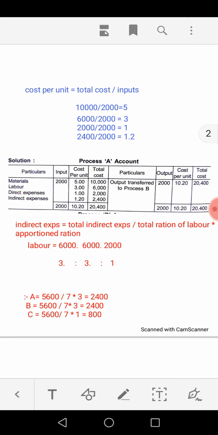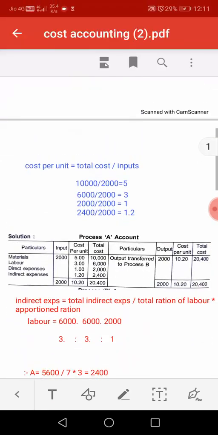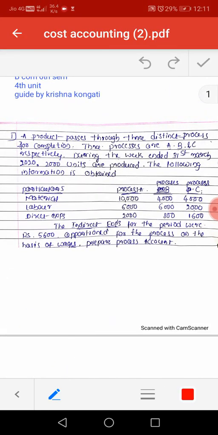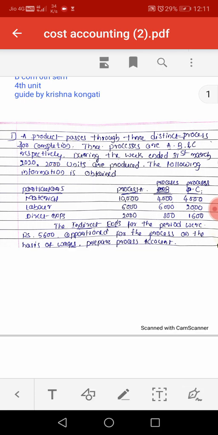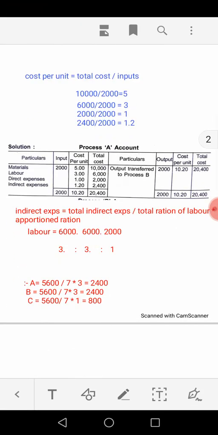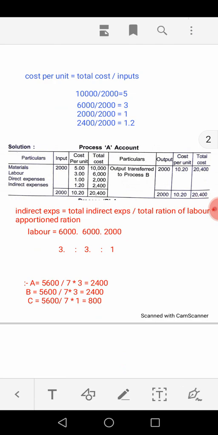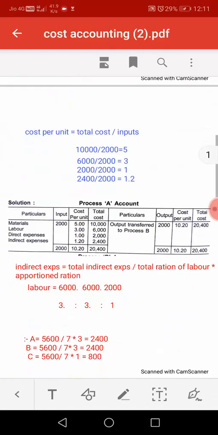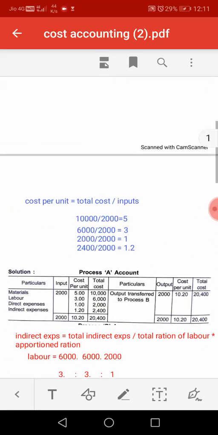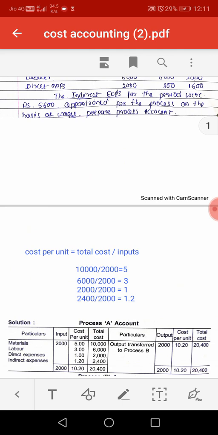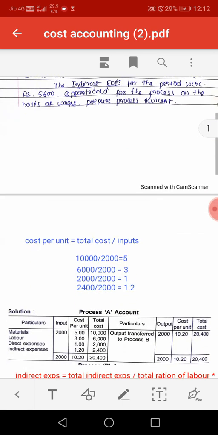Okay, now input. How much input is given? See here the question. 2,000 inputs are given. 2,000 units are produced. That is the input of this process A account. You have to take here input 2,000. And now cost per unit is not given, so you have to calculate the cost per unit. But they gave total cost. Total cost how much? 10,000 is given, but cost per unit is not given. So you have to calculate like that.